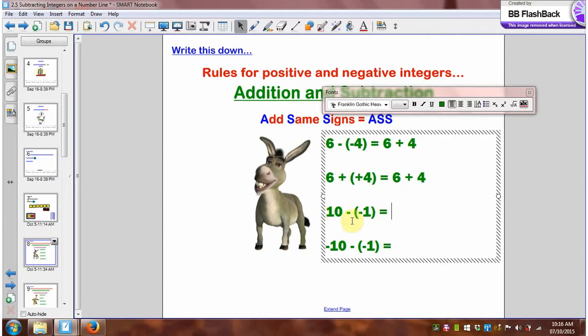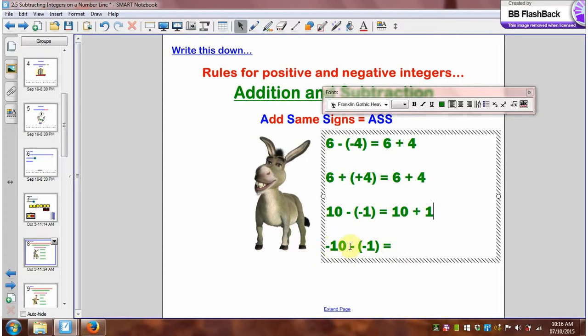Let's look at this one here. Okay, carry over our 10. And then we have a negative sign, and then a minus sign and a negative sign. We can make that easier by making it into positive. Add same signs. So positive 1.